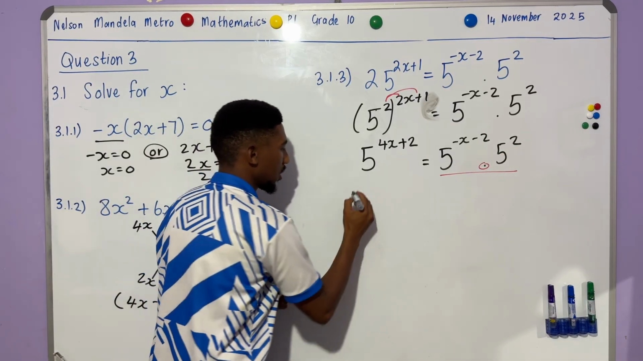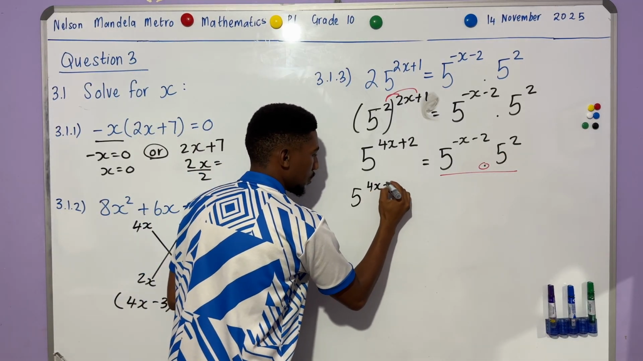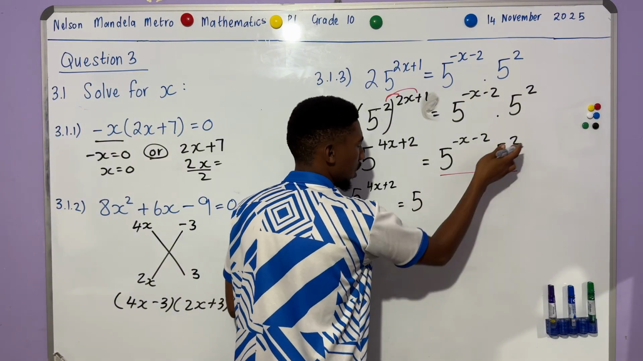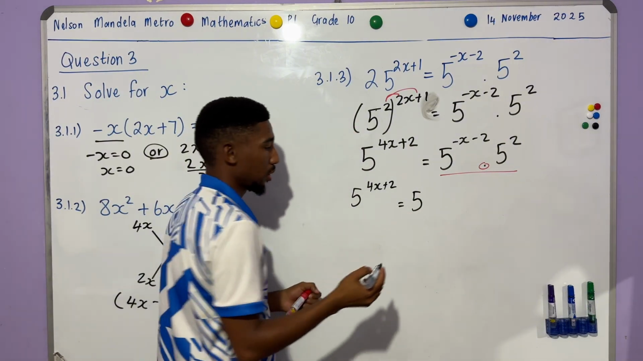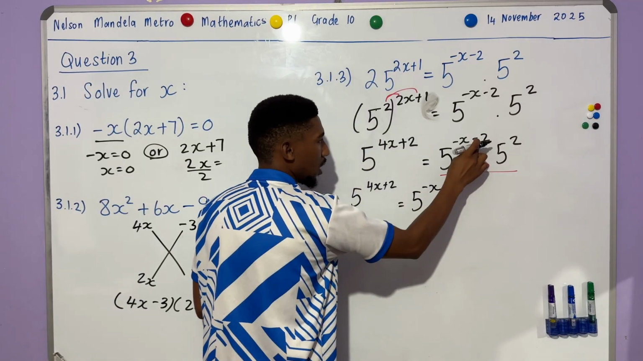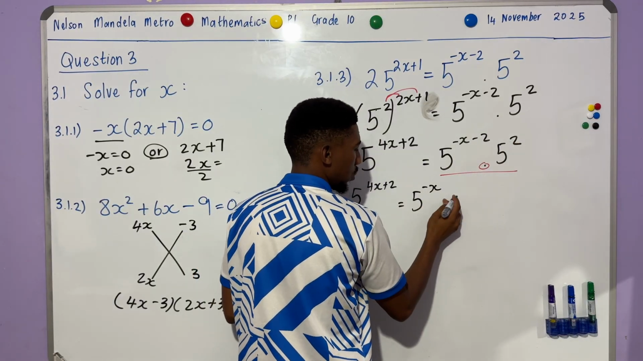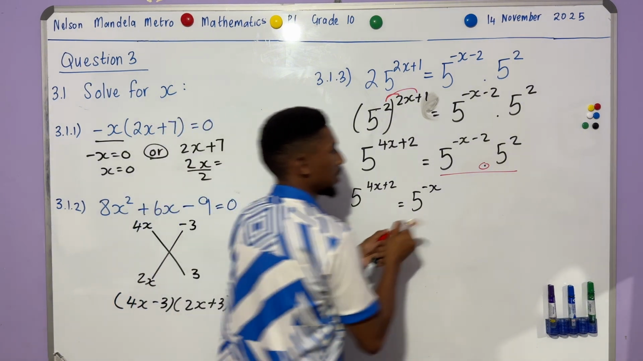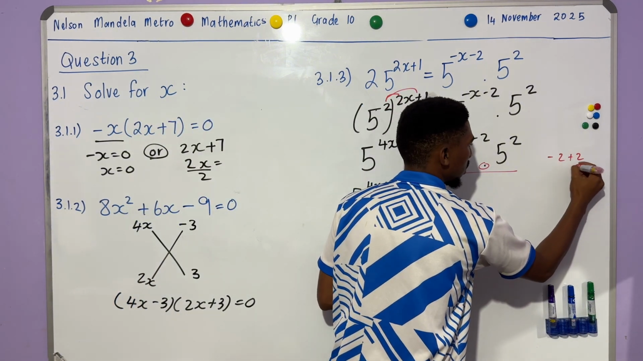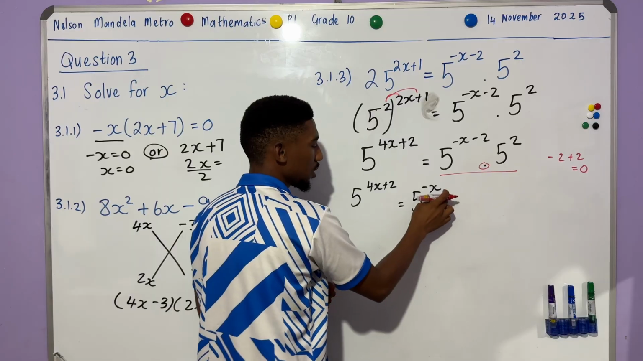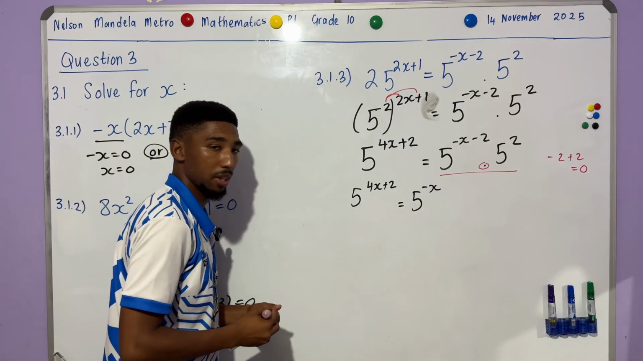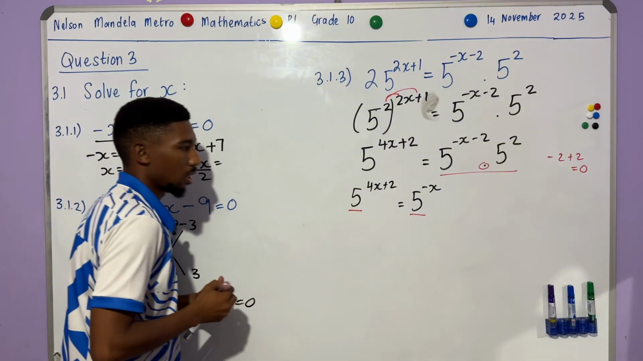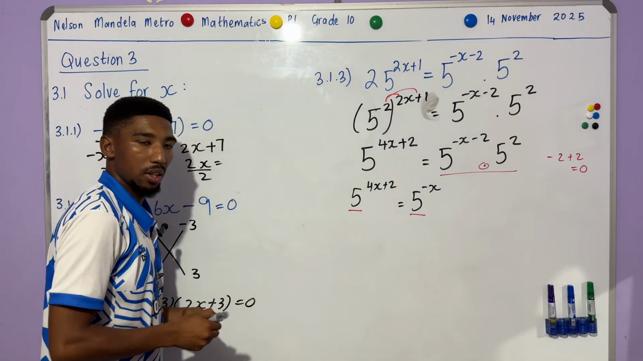So now I have 5 to the power of 4x plus 2 equals 5 to the power of minus x. There's no other variable with the x to add there, so I have minus x, minus 2 plus 2. That gives us 0. I'm going to write that on the side: the minus 2 plus 2 equals 0. We've added these exponents, and that is why there's nothing over there. Now that we have the bases the same, we can now equate the exponents.